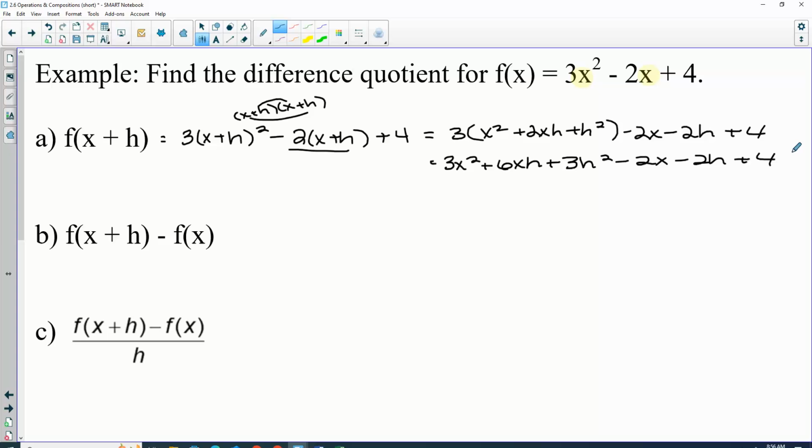So a little bit uglier, we have more terms. Do we have any like terms or anything yet? No. So that is my answer for the f of x plus h.